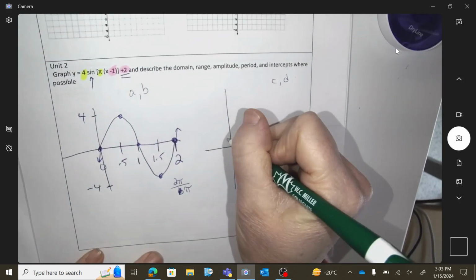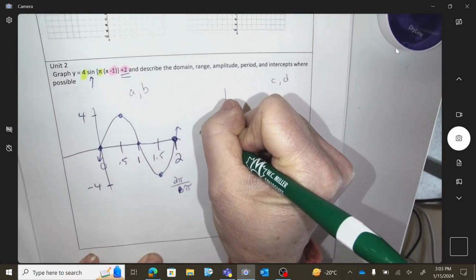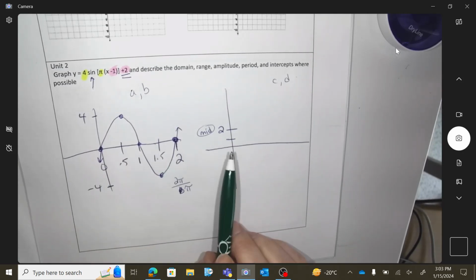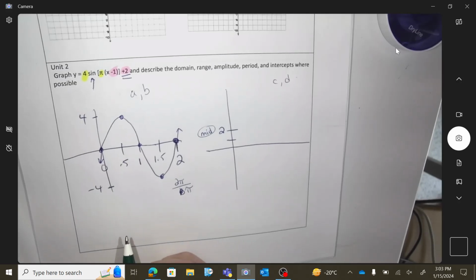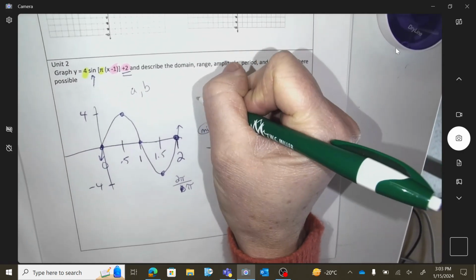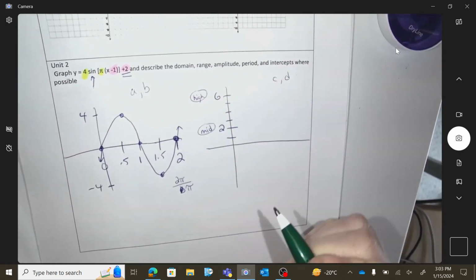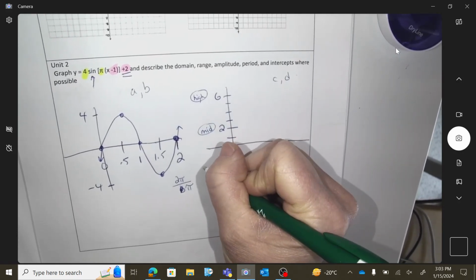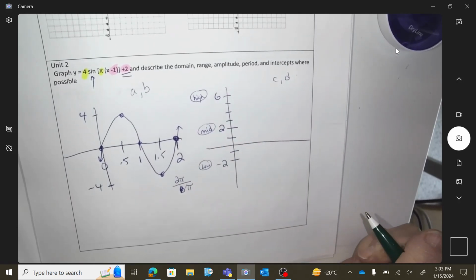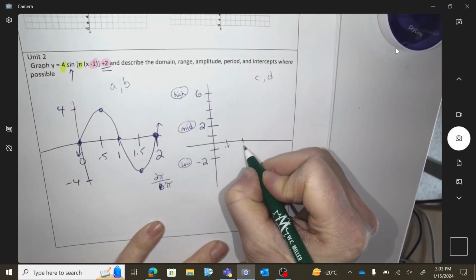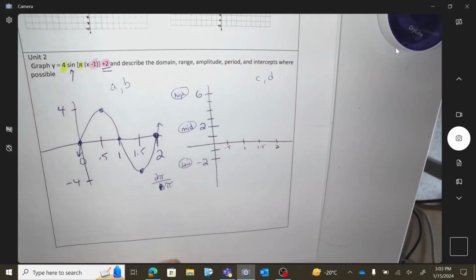I'm going to note to myself, that's where the middle of the graph should be. Because here the middle of it was a height of 0, now the middle is 2. What's the top height? 6. 6 would be a high. What's the bottom of this curve going to be at? -2 is the low. So for me, I'm going to go a half, 1, 1.5, 2.